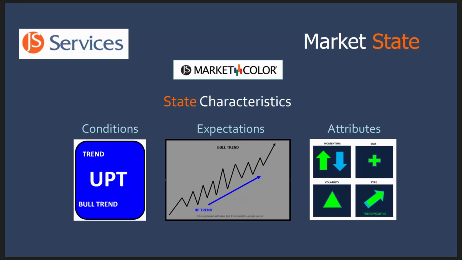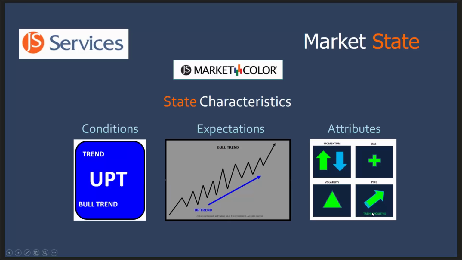So for a bull trend, what's the price expectation? By definition, it's a market that's making higher move highs and higher move lows. That's the definition of a bull trend. If this market stops making higher move lows, it's no longer true. It's no longer a bull trend. The market's in transition, it's doing something else. But that's the expectation. And then there are certain attributes.